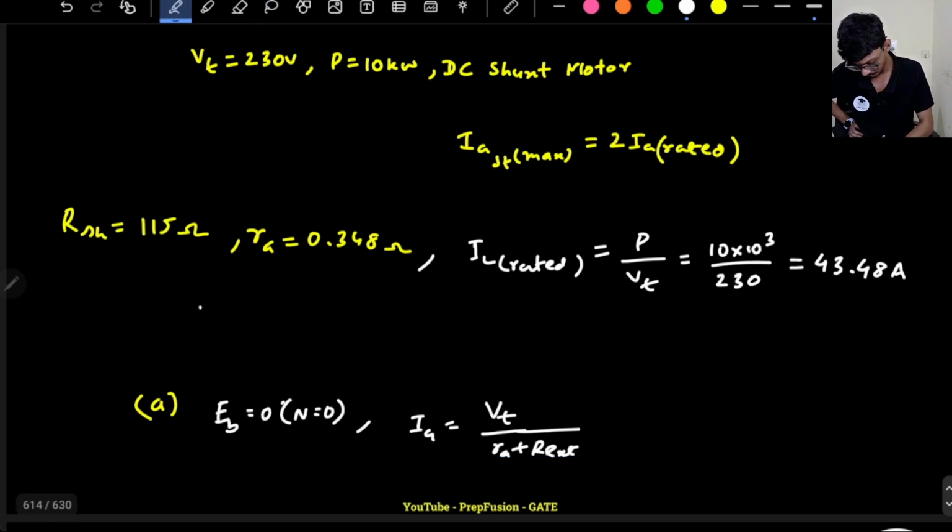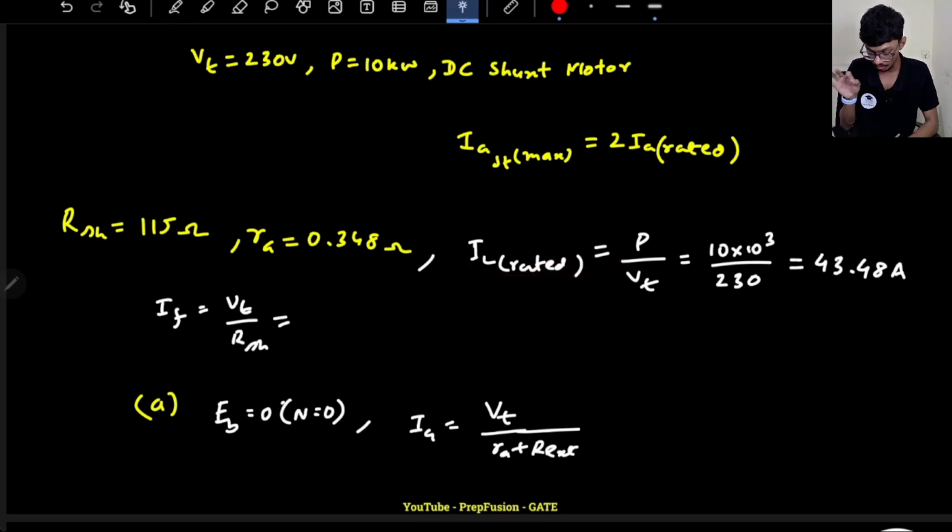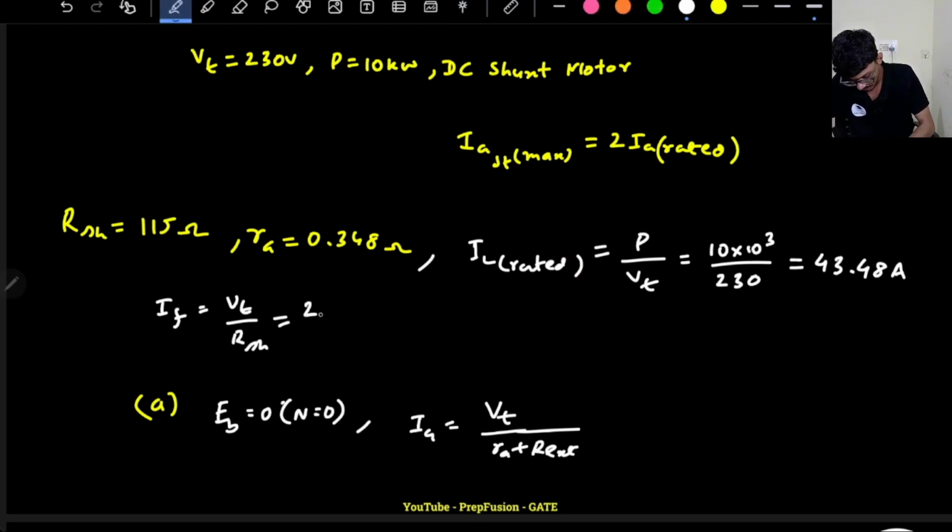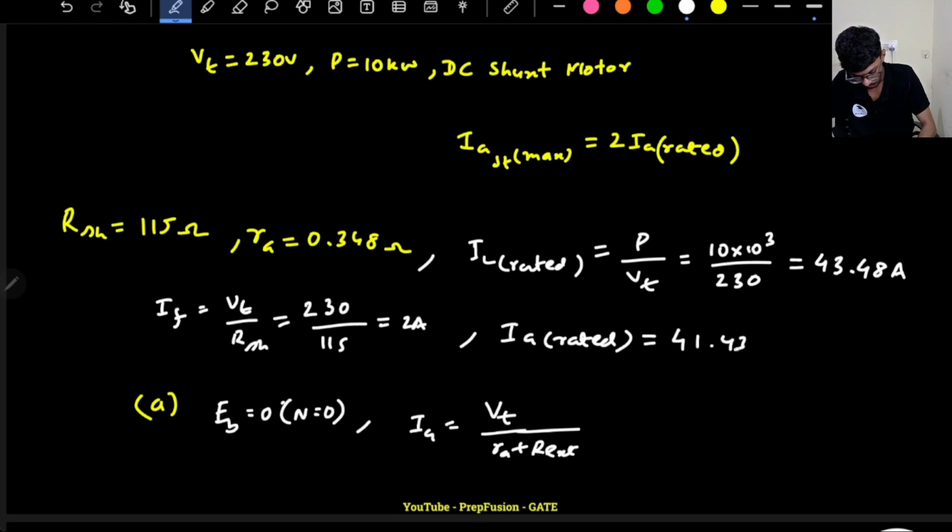But what is IA rated? First, what is the field current? It will be VT upon RSH. This time I will not assume IL rated to be equal to IA rated, because they have given me the information about the shunt resistance. If they hadn't given the shunt resistance, I would have assumed this to be my armature current. I know there is confusion about when to assume this as the armature current: you assume it if the shunt resistance is not given. This will be 230 divided by 115, so 2 amperes. So IA rated will be equal to 43.48 minus 2, so 41.43 amperes.